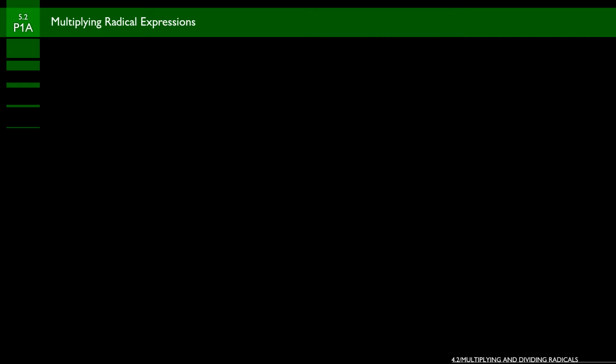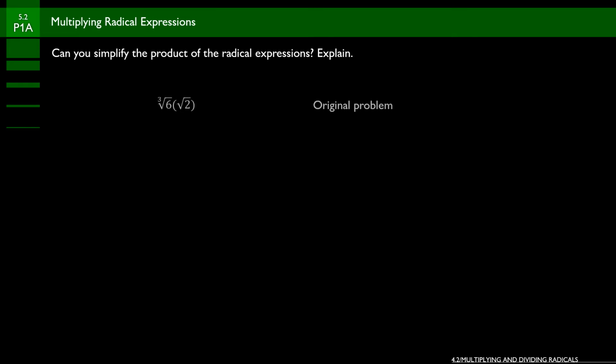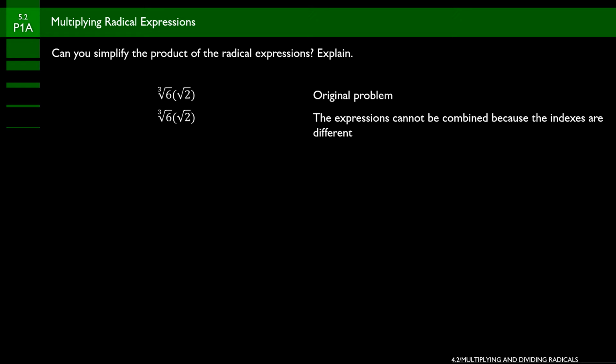So starting with problem number 1a, we're asked, can you simplify the product of the radical expressions? And then explain. So we're given the cube root of 6 times the square root of 2. And you cannot multiply these together because if you look at the indices, the first one is a 3, the second one is a 2, so that means that they cannot be multiplied together.